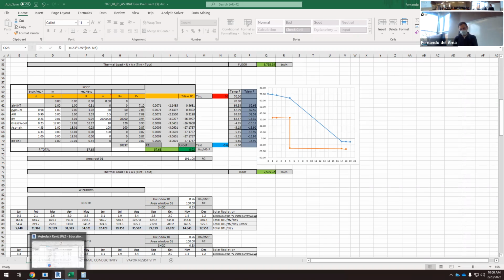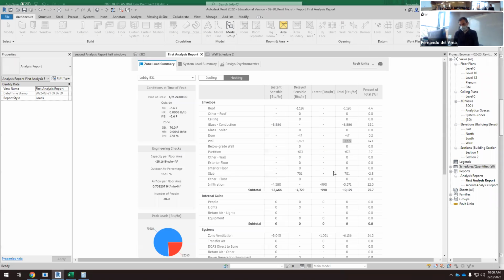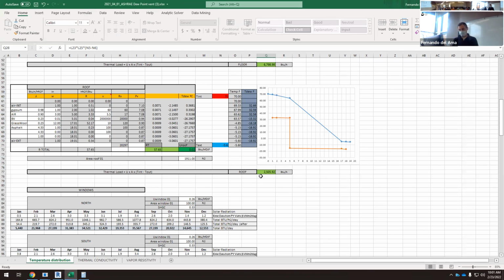And what about the floor? We have the slab. Look at the slab, it's even positive. Okay, so at this moment REVIT is not taking into account that we are losing heat through the floor in summer, because at this moment we are not losing heat through the floor. So here we have two different results. For the roof, here we have 1,000 and here we have 2,000.